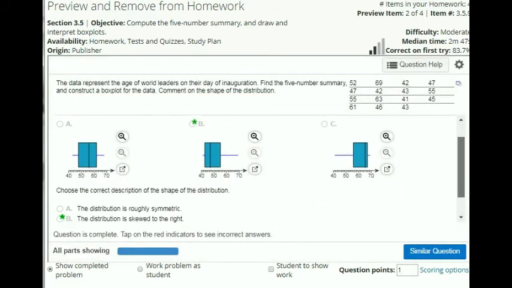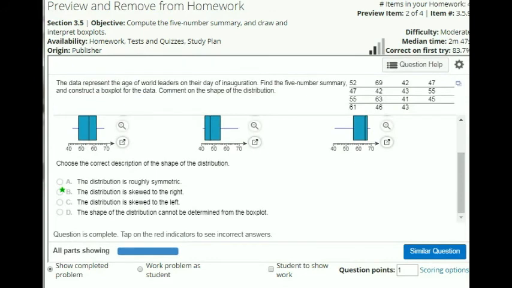And if we scroll on down here, you notice that it says B is also the answer, that our distribution is skewed to the right. Again, consistent with our drawing that we made of the box plot.